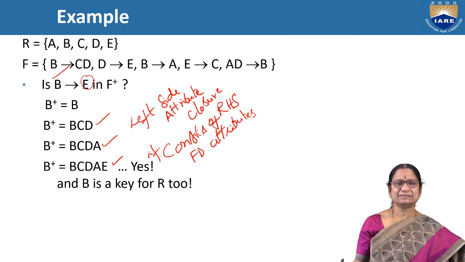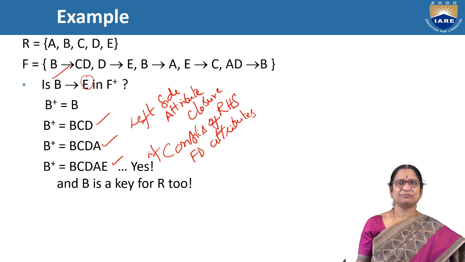Initially, our discussion started with that only. Computation of the complete F plus is very expensive. So instead of identifying the entire F plus, sometimes we can find out whether a particular FD exists in F plus or not. B determines E in this example, which is not in F. We need to check whether it exists in F plus or not. For that, what are the steps we need to follow?